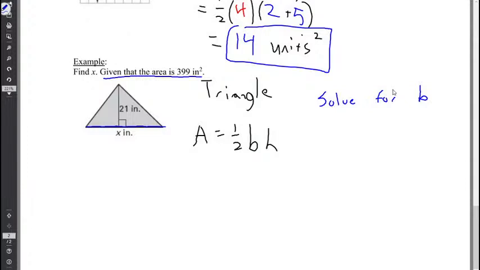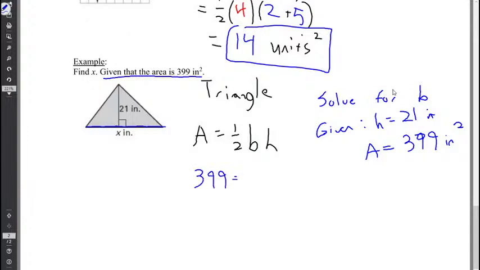We are trying to solve for our base. The measurements we are given are that the height is 21, and my area is 399. So we already know the area, so we can put that in for A. The base we don't know. That's what we're trying to solve for. And then our height we know is 21. It's perpendicular to that base.